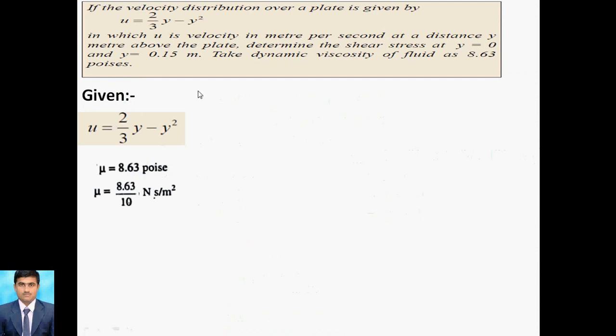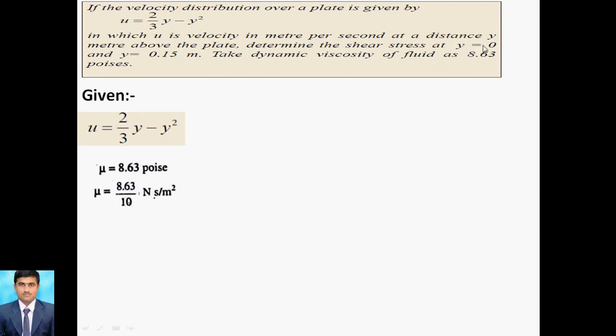So here the velocity distribution over a plate is given by u = 2/3 y − y². So this is the formula given to you. I can write the given formula, in which u is the velocity in meters per second at a distance y in meters above the plate. Calculate the shear stress at y = 0.